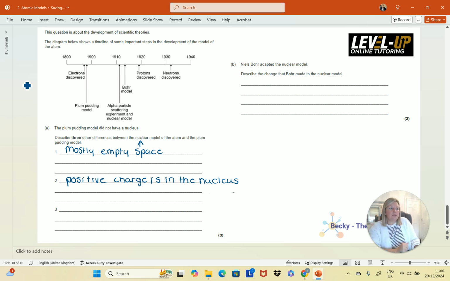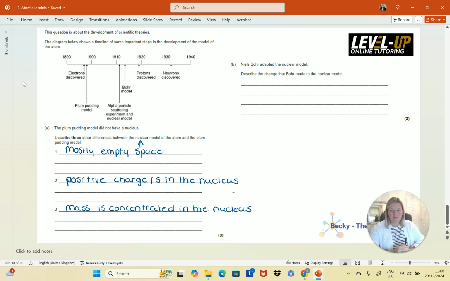Another thing we could say is that the mass is concentrated in the nucleus, or in the centre. And a reverse of that, talking about the plum pudding model, is that the mass is spread out. And a further one that you could have is that in the nuclear model, the electrons outside the nucleus are separate, whereas in the plum pudding model, it's combined within that structure.